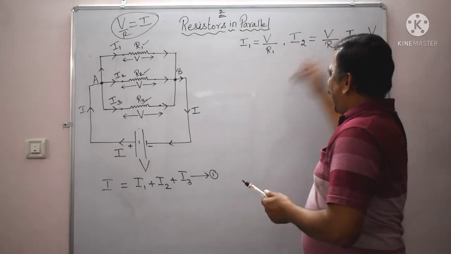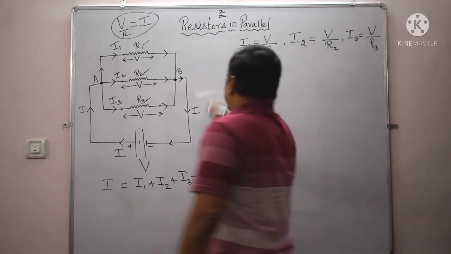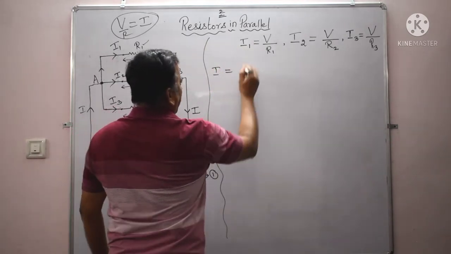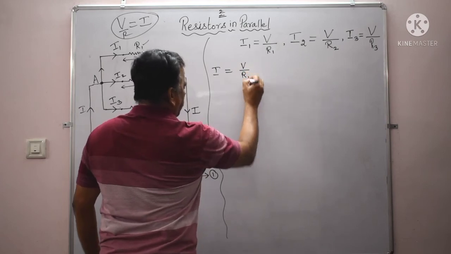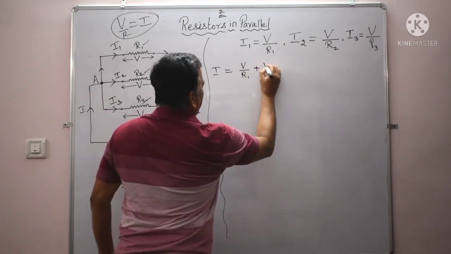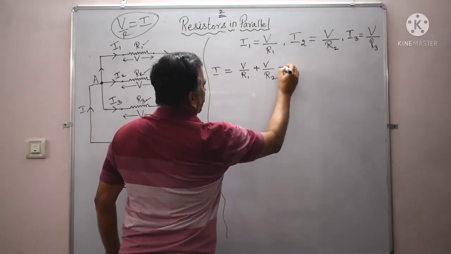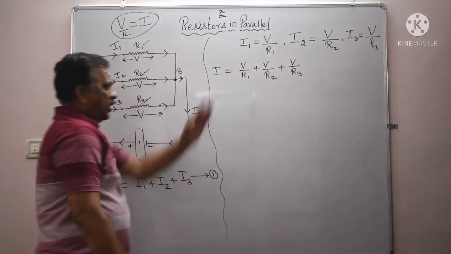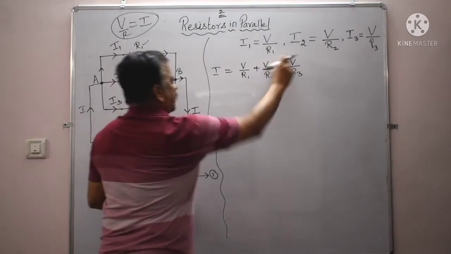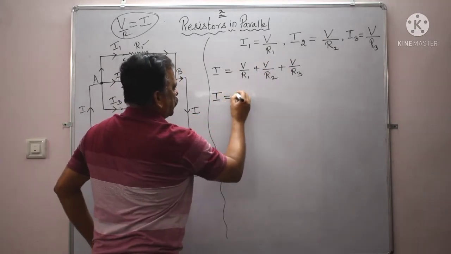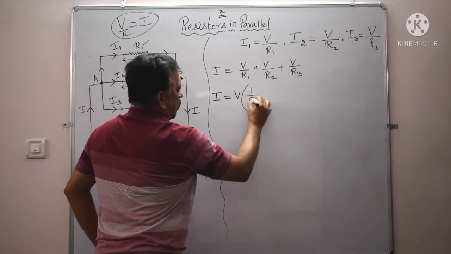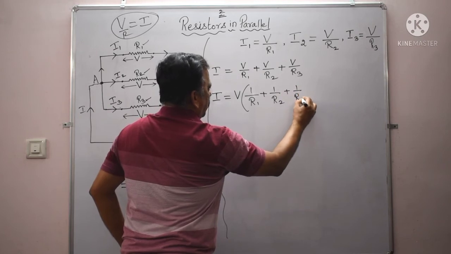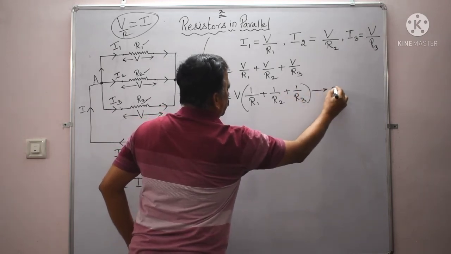Now let me substitute these values in expression number 1. So thus expression 1 becomes I equals, instead of I1, I will be substituting V by R1 plus, instead of I2, V over R2 plus, instead of I3, V upon R3. The voltage is common in all the terms, isn't it? So let me take voltage outside. So I end up with V times 1 by R1 plus 1 by R2 plus 1 by R3. So let me take it as number 2.